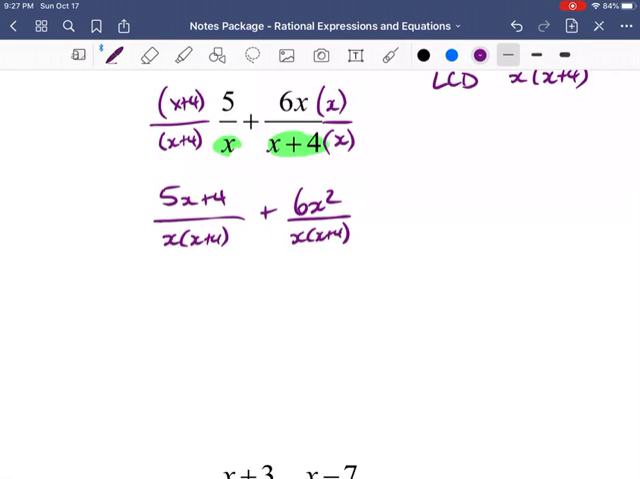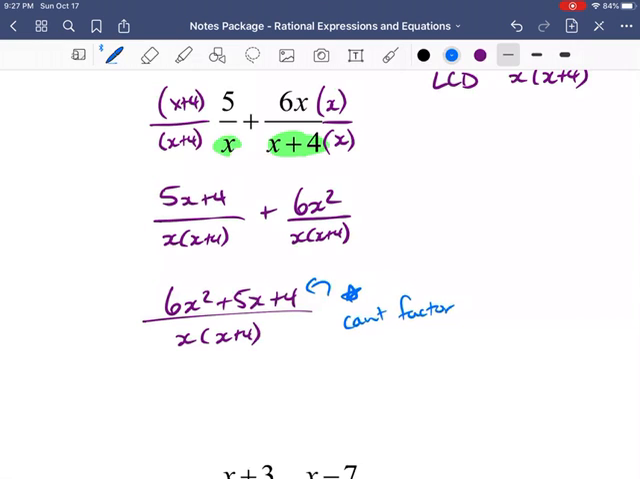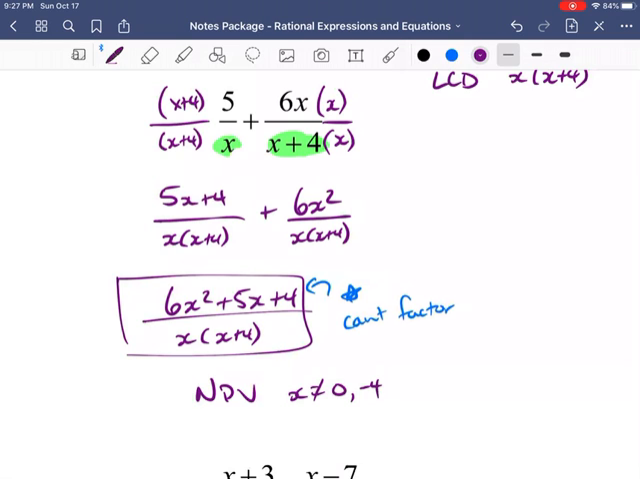So you can collect like terms. And if we collect like terms, you're going to get 6x squared plus 5x plus 4 over x and x plus 4. Okay. Now something to note, you can't factor this one. So we're stuck at this stage. So that's simplified. And our non-permissible values, x cannot equal 0 or negative 4, because if you put a negative 4 in here, that's going to equal 0 there.